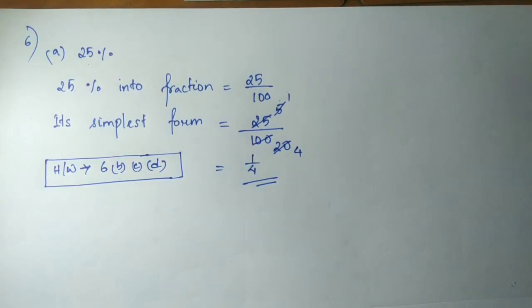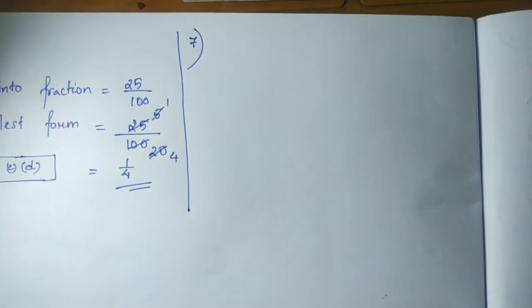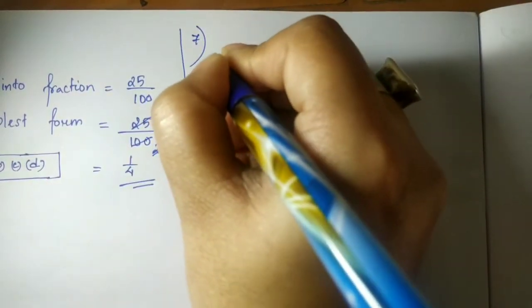Now let's do question number 7. It's a problem sum. Okay, let's do that. I can use this space, it's enough for the sum. It's given that in a city, 30% are female, 40% are males, and the remaining are children. What percent are children? So what's given here?